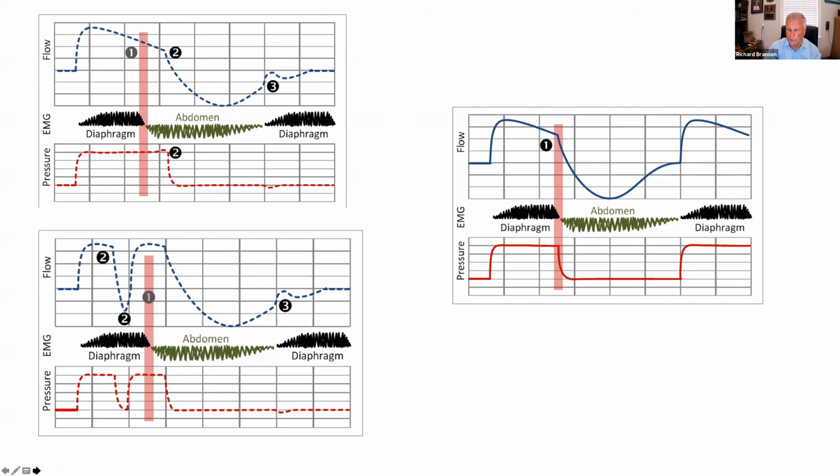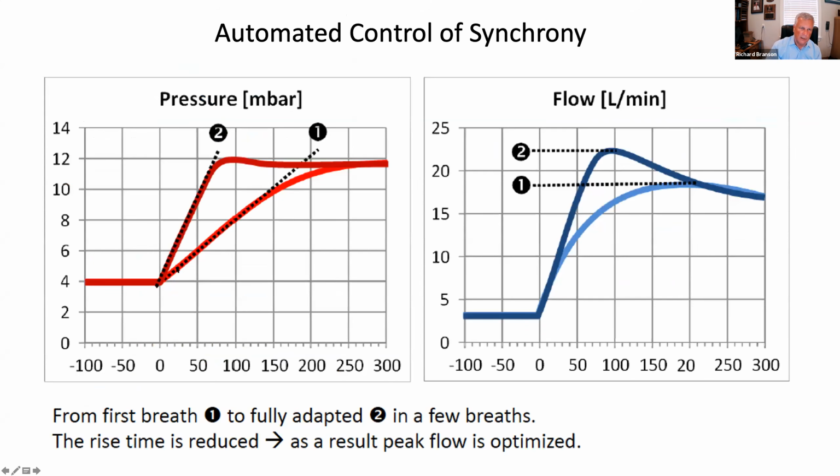Now, we don't have a diaphragmatic signal, that's just for example. So this is this automated control of asynchrony, looking at the automated adjustment of rise time, as well as the automated adjustment of the termination criteria, which I think is really important. It's a really good idea. Yamada and Du presented some data about this 15 years ago when Dr. Du was at Newport.